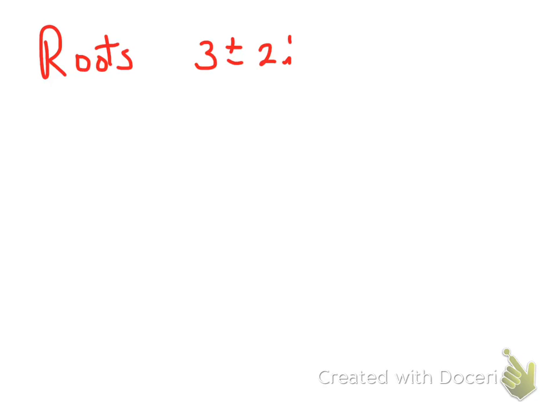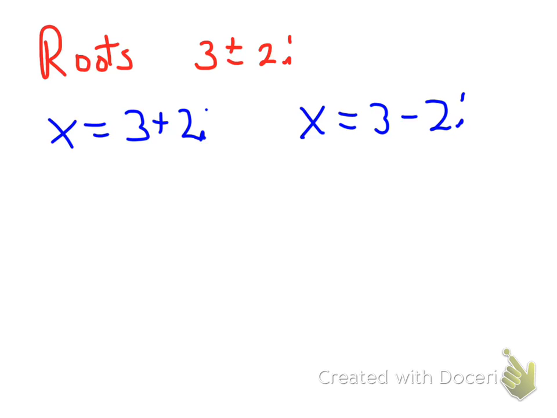First of all, if those are roots, that means that x equals those. x equals 3 plus 2i, and x equals 3 minus 2i. So I have two separate roots there. One of the things I can do is just take a look at one of them. It doesn't matter which one. And I can work backwards from this.